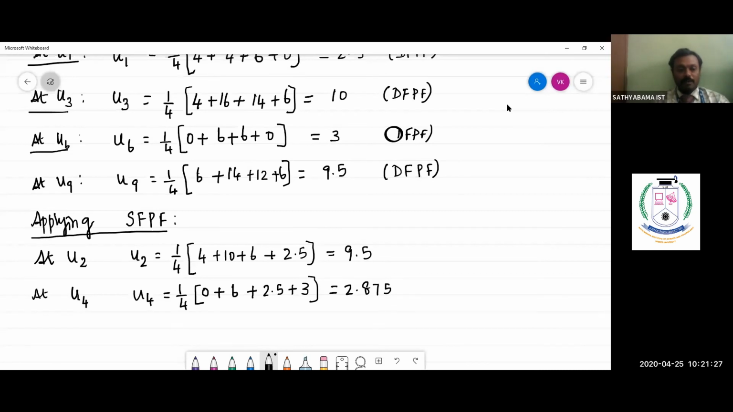Next, we get the value at U6. At U6, you again apply the standard 5-point formula. The value above U6, that is U3, which is equal to 10, plus 14, the value to the right, plus the value below 9.5, plus the value to the left, it is 6. So it works out to be 9.875.